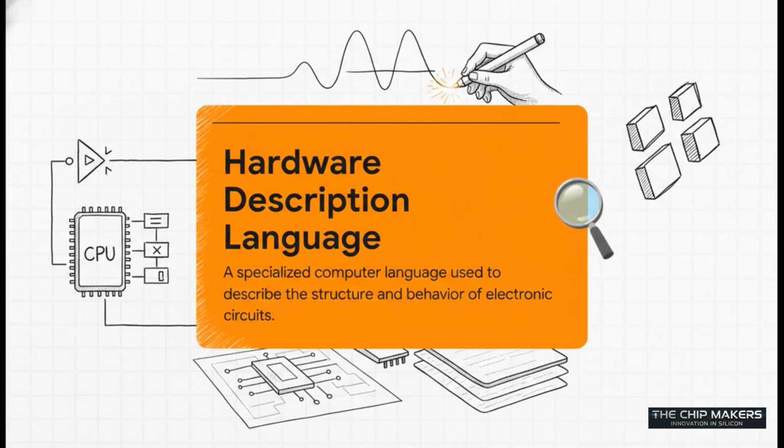Well, the answer is something called a hardware description language, or HDL for short. And this is the most important part. An HDL doesn't run like a normal program, it describes a physical object. It's not a list of things for a processor to do, it's the instruction manual for building the processor itself.